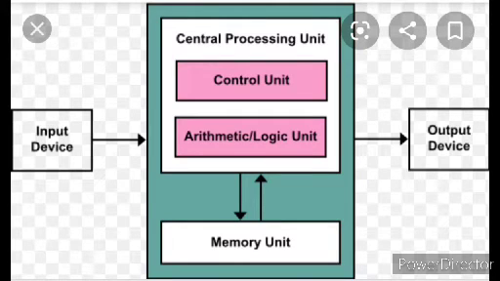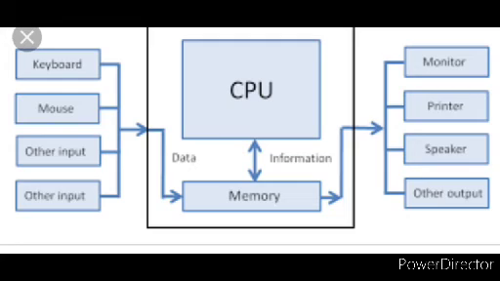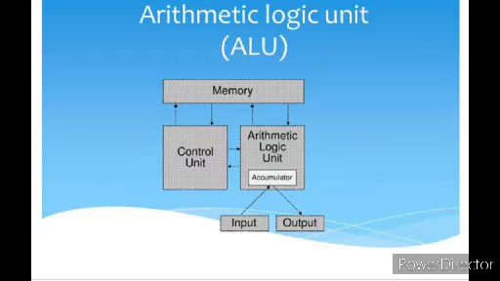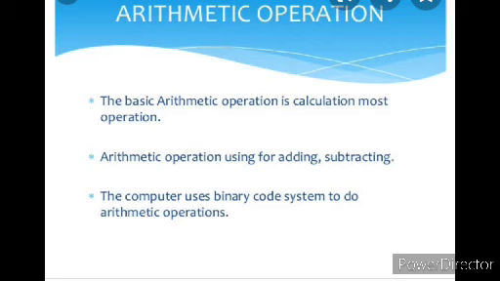The CPU has three parts: the memory unit, the arithmetic logic unit, and finally the control unit. Once the input data enters, it goes to the control unit first. This control unit controls the functions of all the parts of the computer. After that it moves on to the arithmetic logic unit. It performs all the arithmetic computations like addition, subtraction, multiplication, and division.